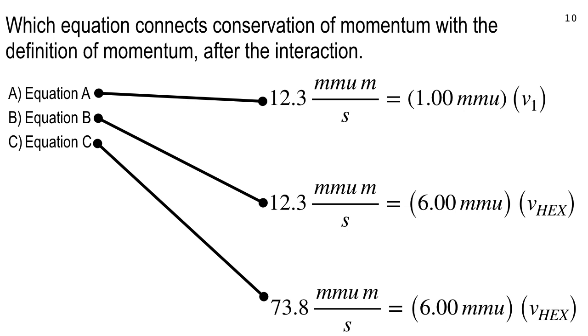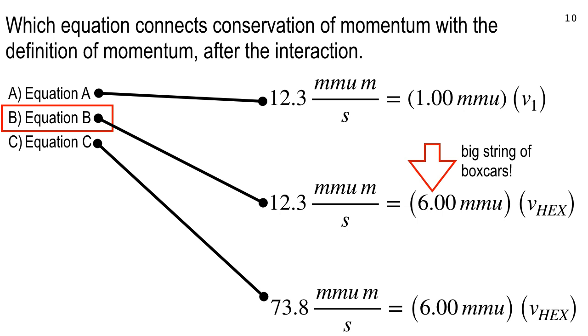Let me see what you guys got. Ooh. A couple of you voted for equation A, and the actual correct answer is equation B. And now the reason for that is if you look at the right-hand side, here's your big string of boxcars. Remember, I said that this problem is like a boxcar problem with one plowing into five, becoming six that move off to the right at a slower speed. All right? So there's your big string of boxcars.